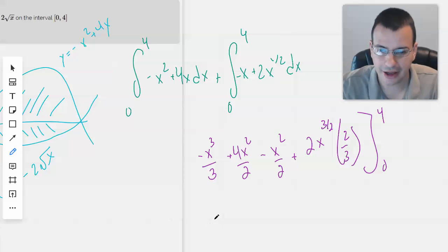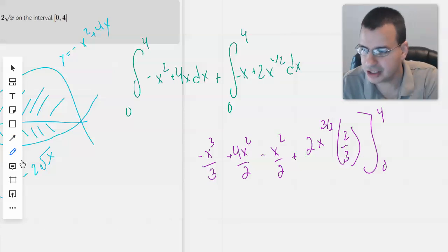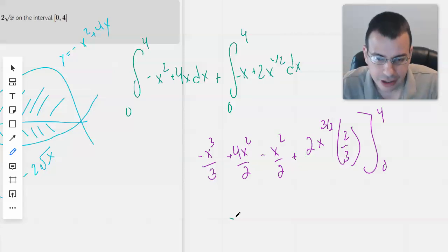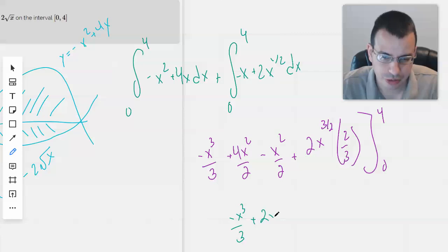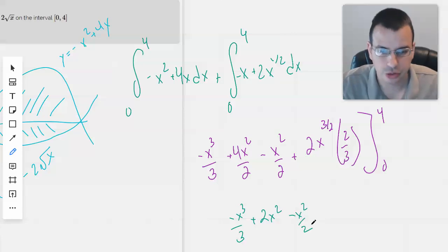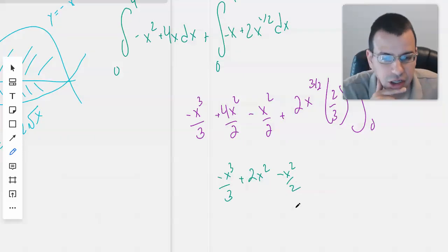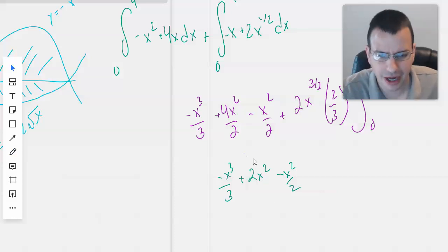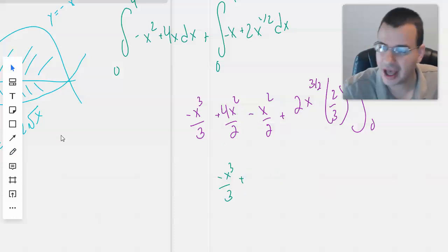We then have, let's see, we'll simplify things slightly. Negative x cubed over 3, that'll stay the same. But now we'll have plus 2x squared minus x squared over 2. So we can change that to, let's see, 3/2. Is that 3/2? That's 3/2, 1.5. So we'll do 3/2 x squared.